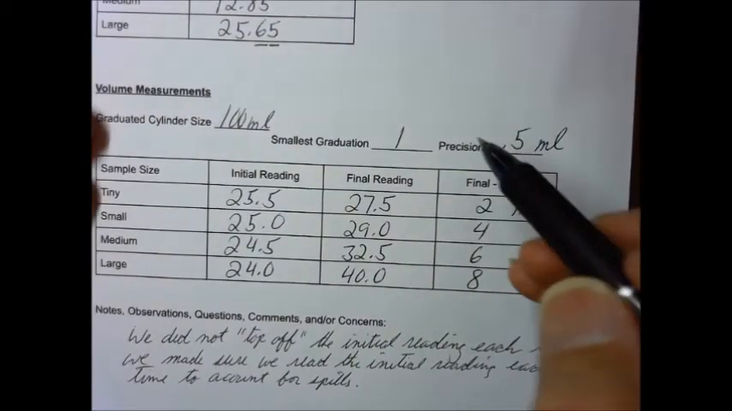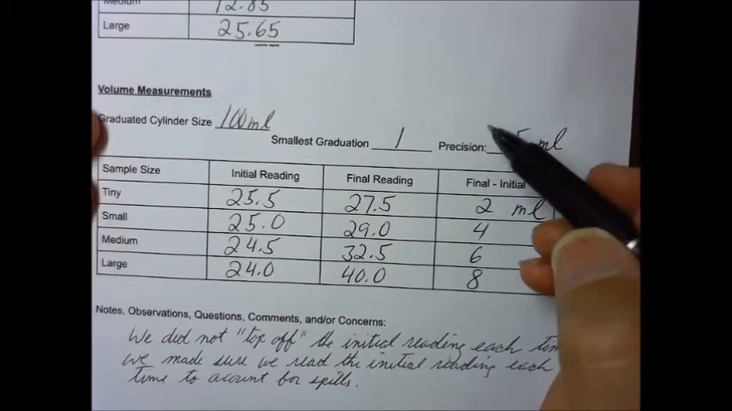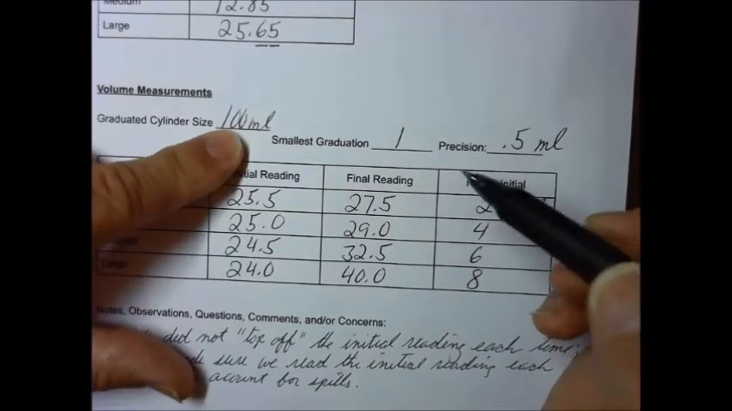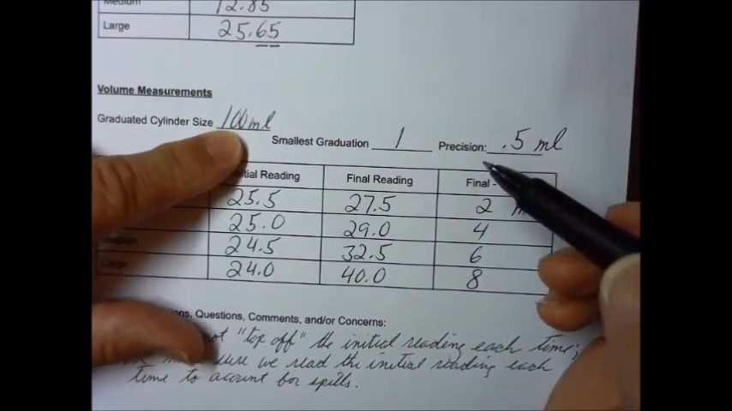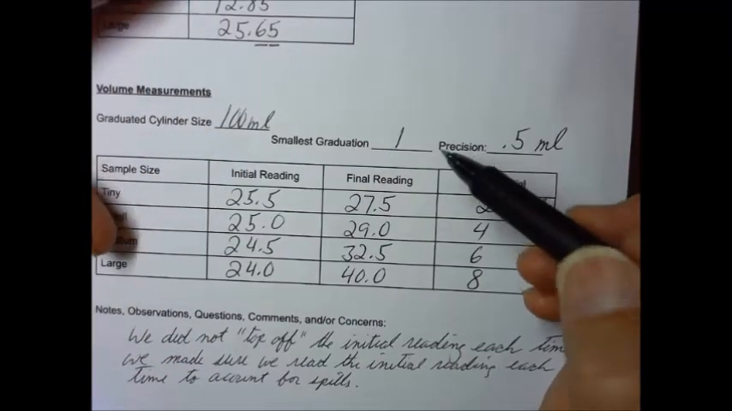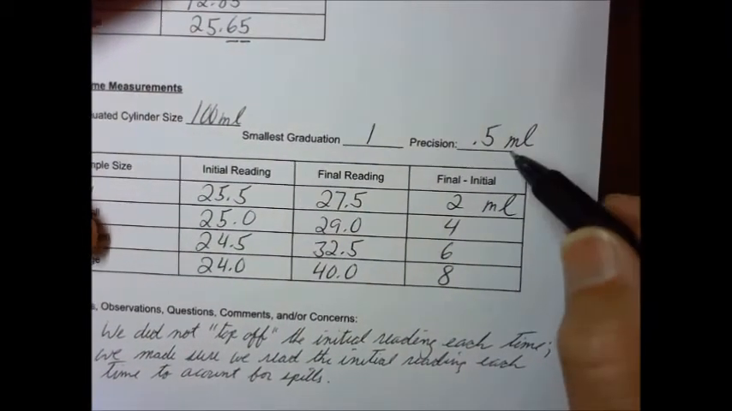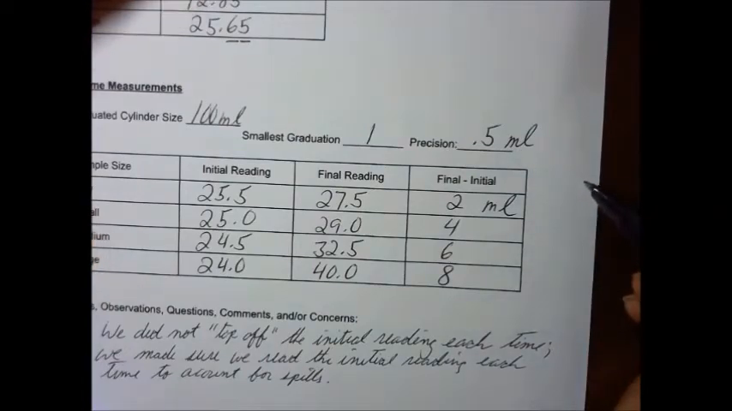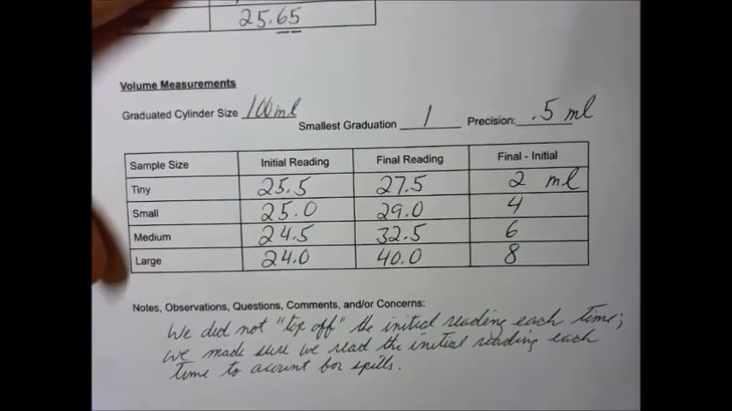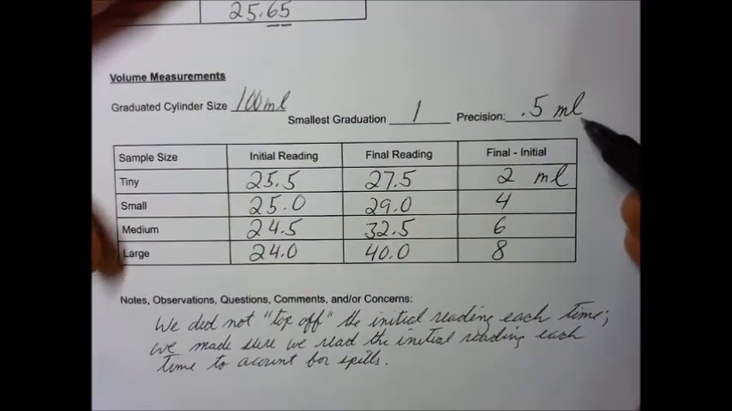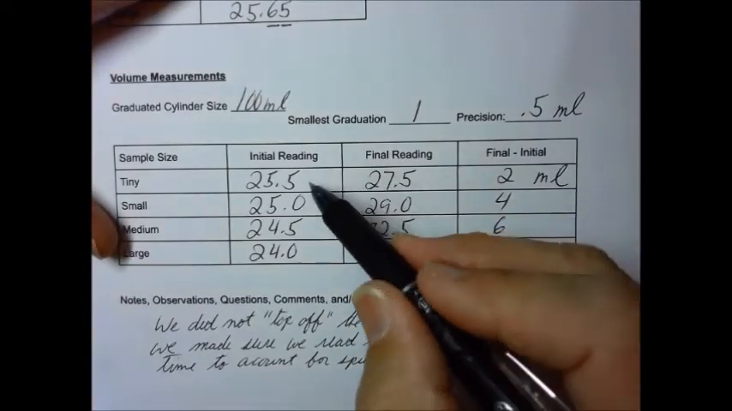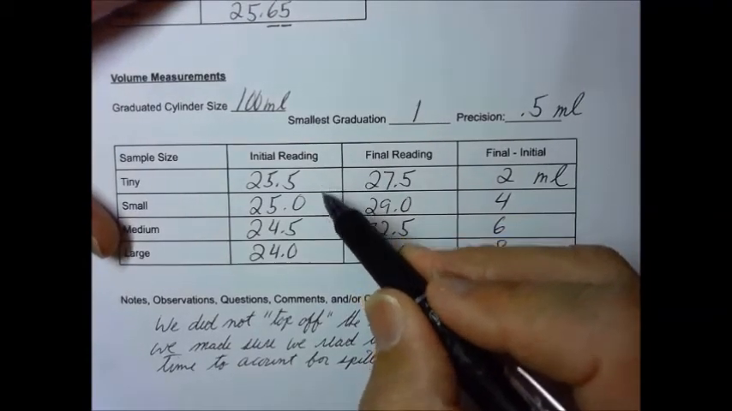Just a side note, which is important to you, that if you were using the 250 milliliter plastic graduated cylinders in the classroom, your smallest graduation was 2, and your precision was 1 milliliter. So again, I'm going to be checking for your precision, and then I'm going to be looking at your readings.